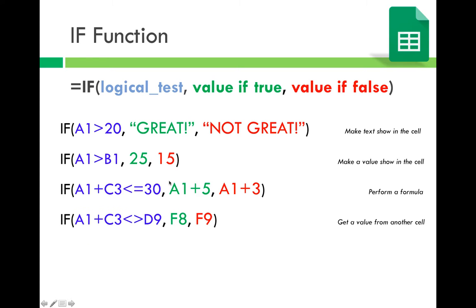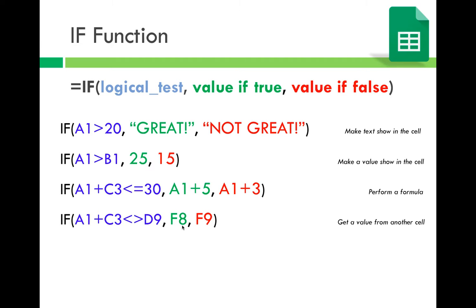You could go grab a value from somewhere else on the spreadsheet. So the way that this reads is, if this statement is a true statement, I want you to go get me the value in F8 and put the value from cell F8 in the cell. If this statement is a false statement, I want you to jump over to cell F9 and get me the value from over there. So the value of true or value of false could just say, go get me the value from another cell. If you just name the reference for the cell, it will go out, grab that value and put it in.